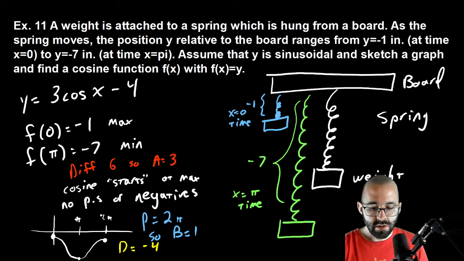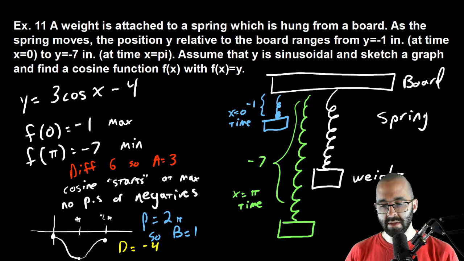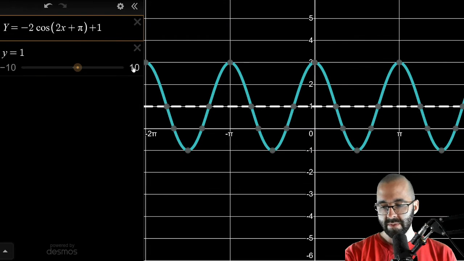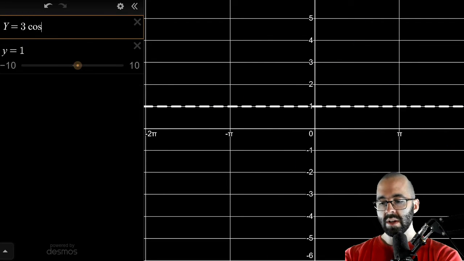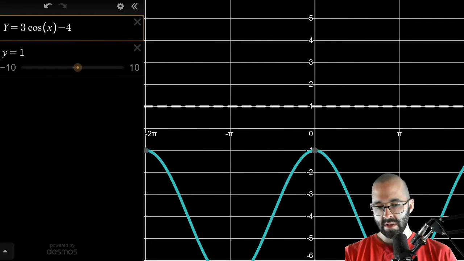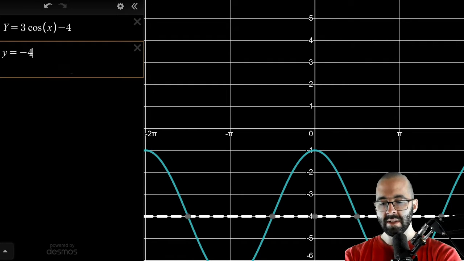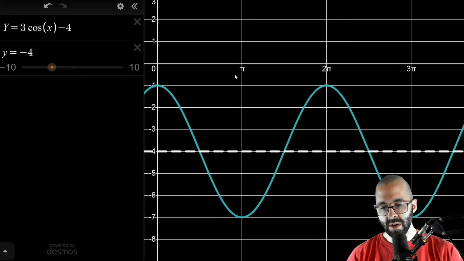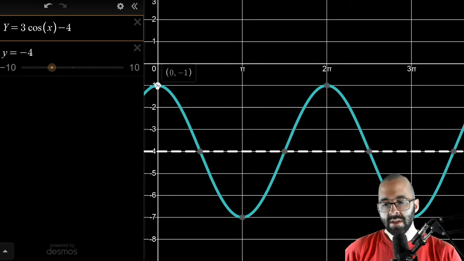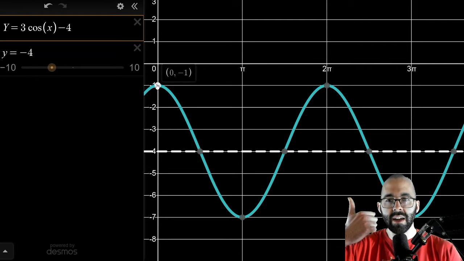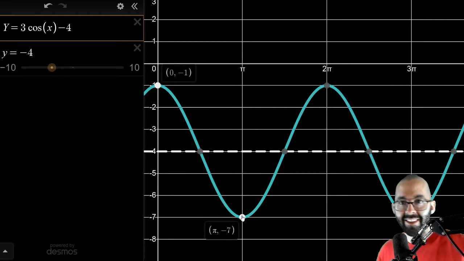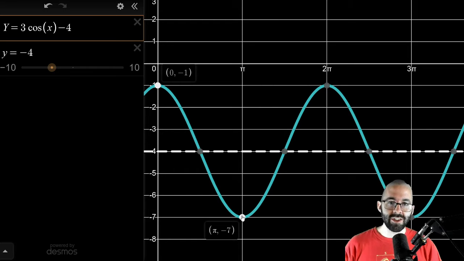And this right here should be exactly the graph that we want. So let's visualize this. Y equals 3 cosine of x minus 4. Let's see how we're doing. We're saying our midline is -4. So it looks like this. We're starting at time 0. At time 0, we should be at -1. Good, we have that. At time pi, we should be at -7. Good, we have that. So that's really good to double check our intuition right here.